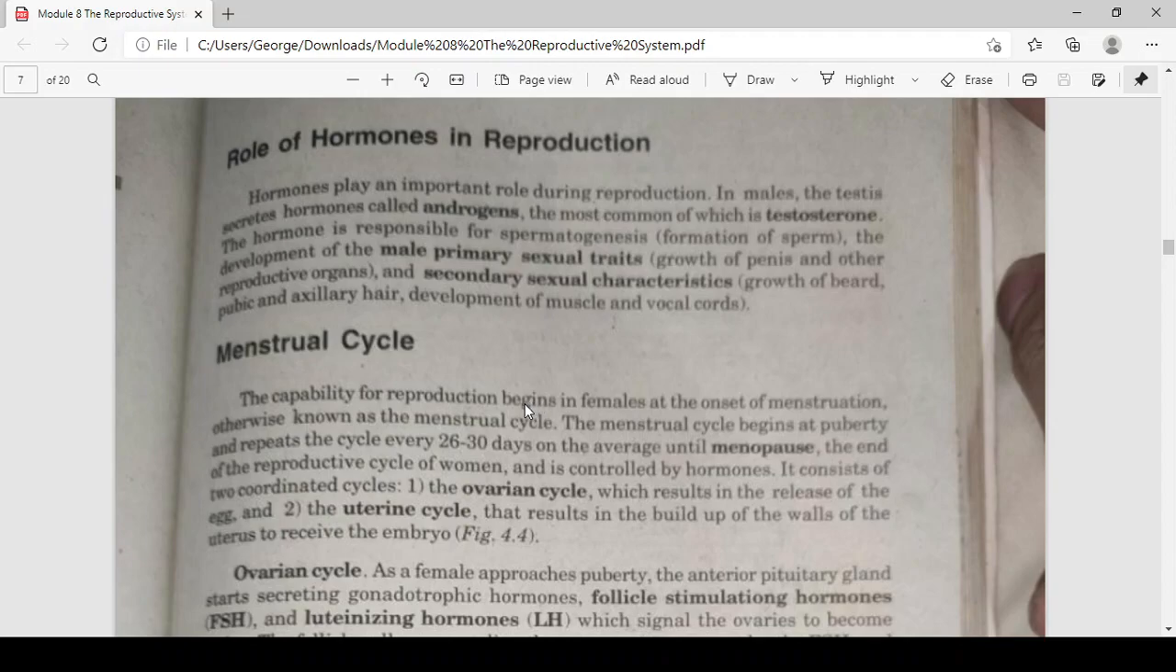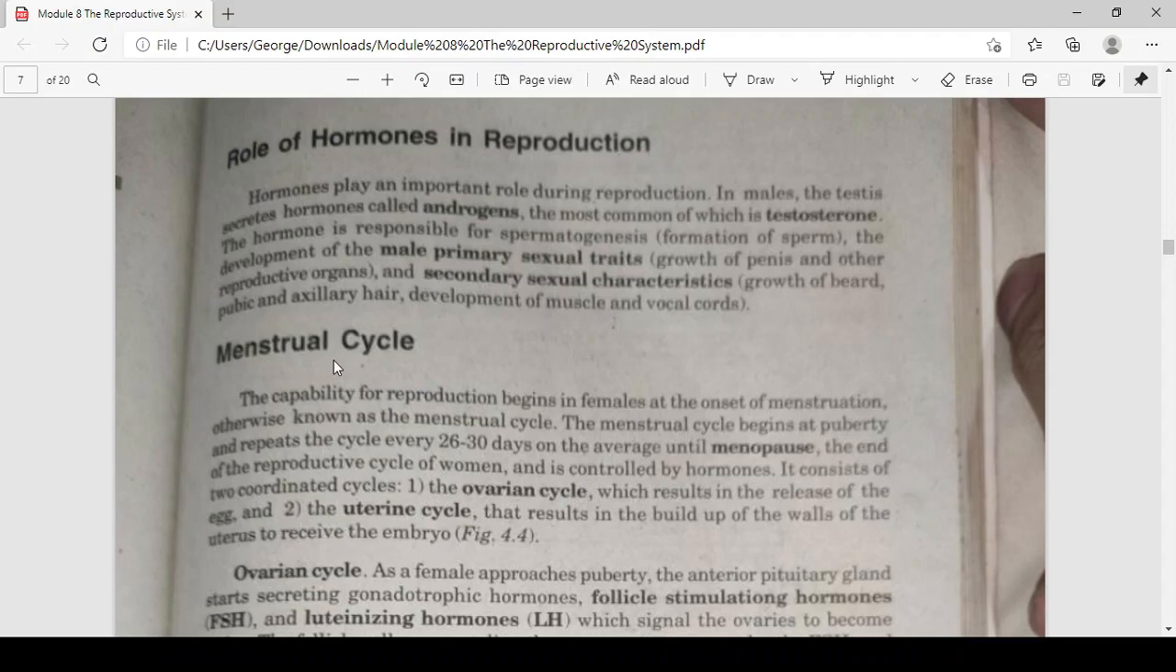The end of the reproductive cycle of women is controlled by hormones. So it depends on your hormones. The earlier your hormones start to produce, the earlier your menopause ends, kids. So if you start your menstruation late, of course, your menopause will also be late. It consists of two coordinated cycles: number 1, your ovarian cycle, and number 2, your uterine cycle. The ovarian cycle results in the release of your egg, and the uterine cycle results in the build-up of the walls of the uterus to receive your embryo.